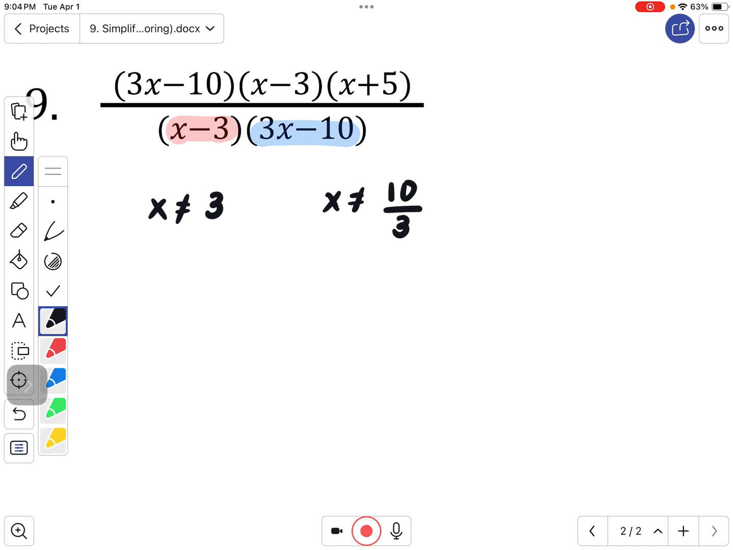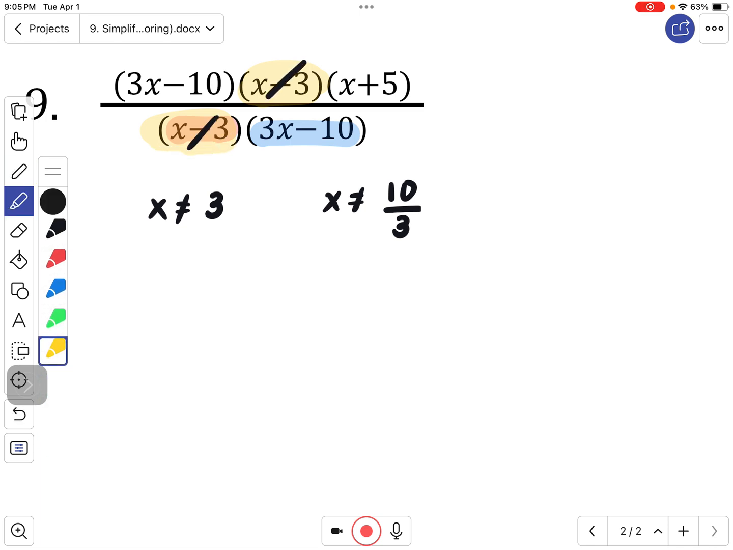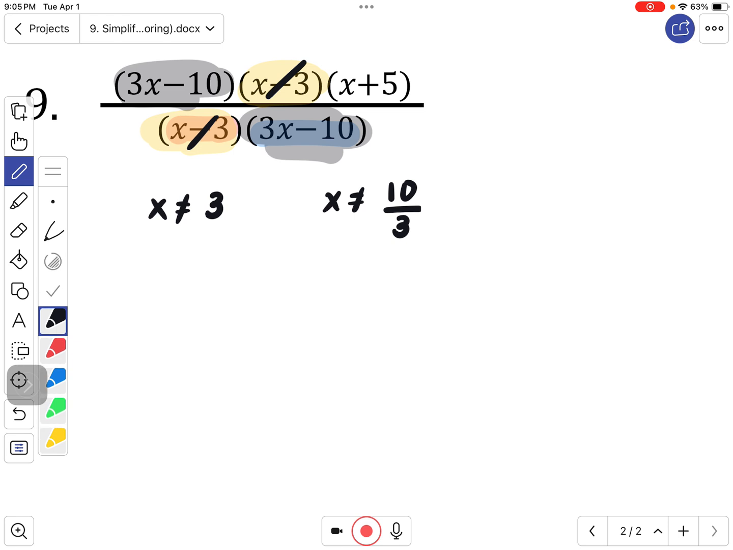So that one's done. Okay, now we're going to look and see, is there anything on the top and bottom we can cancel out? So I have x minus 3 on the bottom. Here's my x minus 3 right here. So those two can be canceled. I'm going to go ahead and cancel those. And then I also have this 3x plus 10 and this 3x plus 10. Those are top and bottom, so I can cancel this and cancel this.